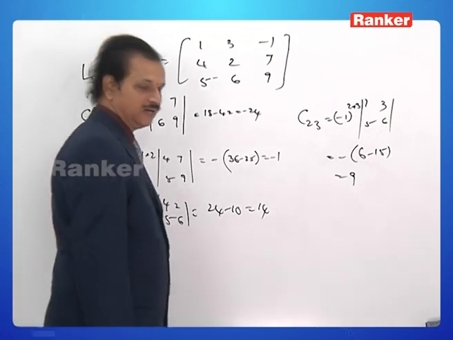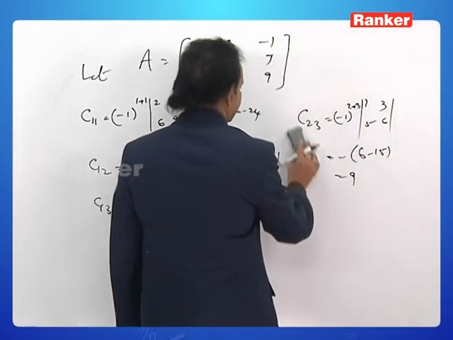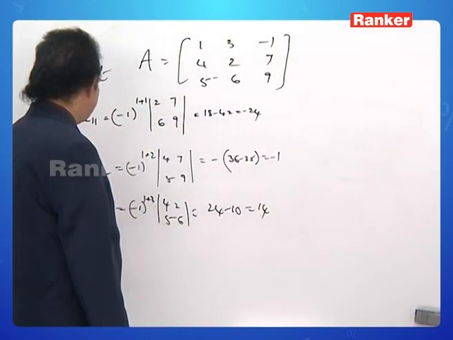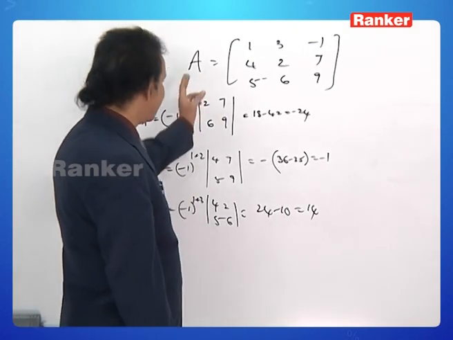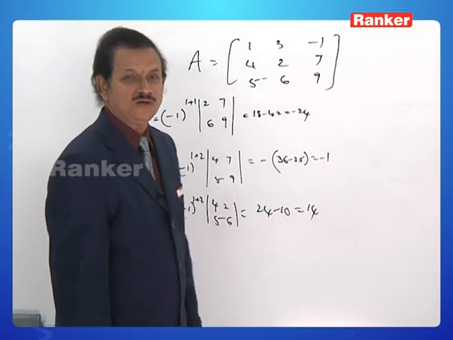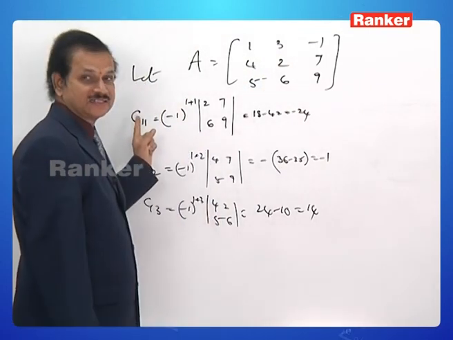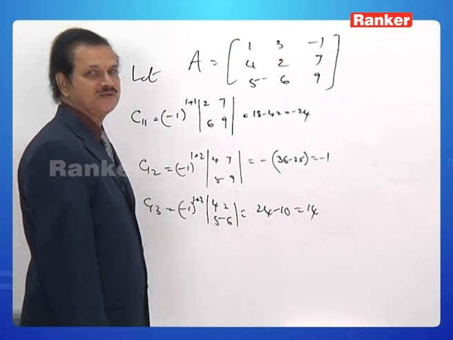Well, there is a beautiful property of cofactors. You can look here. What are these cofactors? 1 1th place, 1 2th place, 1 3rd place. You can recollect these are all the elements in the first row. We can call these cofactors of elements of the first row.